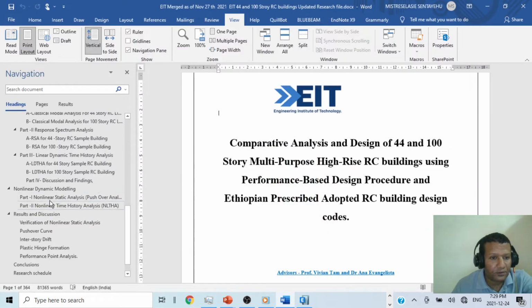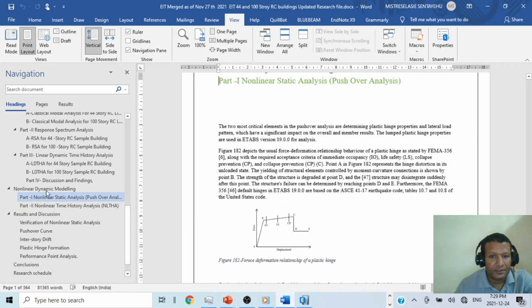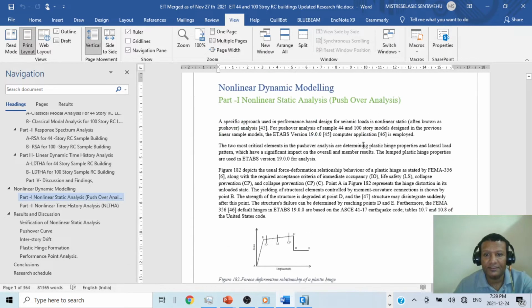So let's go to this. Now pushover analysis and nonlinear time history analysis will be performed in this model. So let's go here. This is plastic hinge modeling, this pushover analysis.